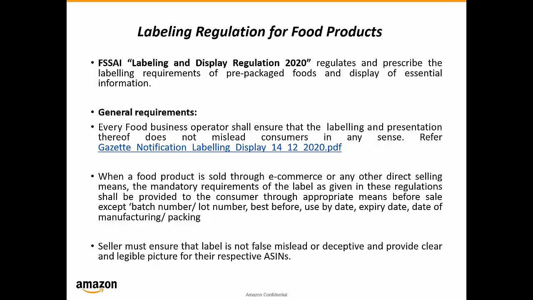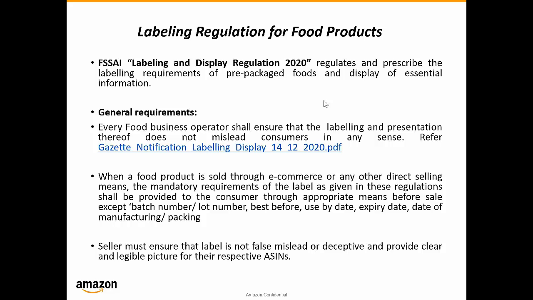Okay, I'll quickly take you all through the FSSAI labeling and display regulation, the 2020 regulations, which prescribe the labeling requirements of pre-packaged foods. This is required for both pre-packaged foods as well as food services, meaning the food which we are getting from restaurants. It is required from both perspectives. However, for this session, we'll talk about pre-packaged foods and the display of essential information, meaning that when we talk about the label and the pre-packaged product, what would be the essential information that should be displayed on the label? That I'm going to take you through in a few other slides.